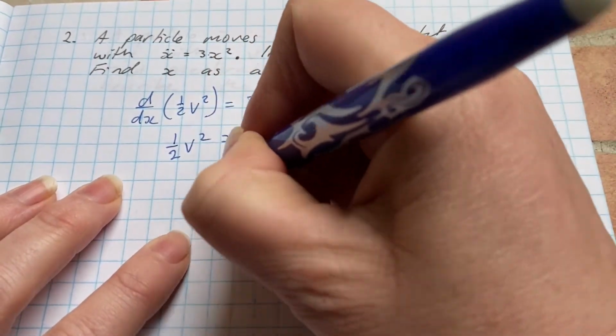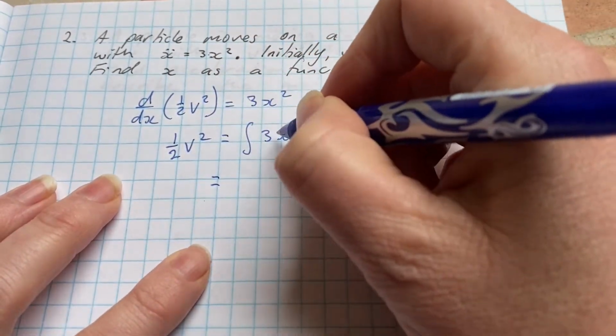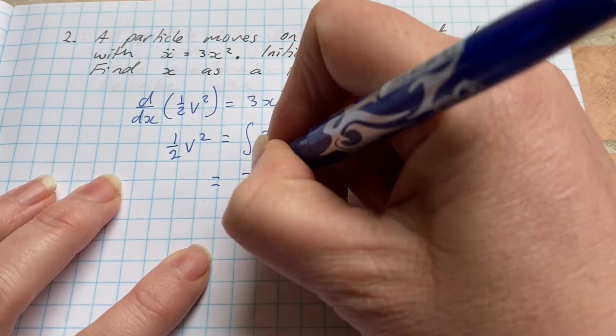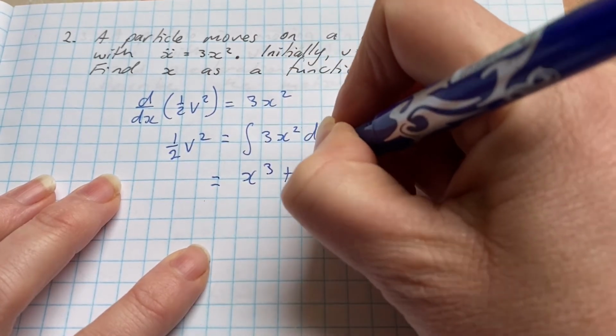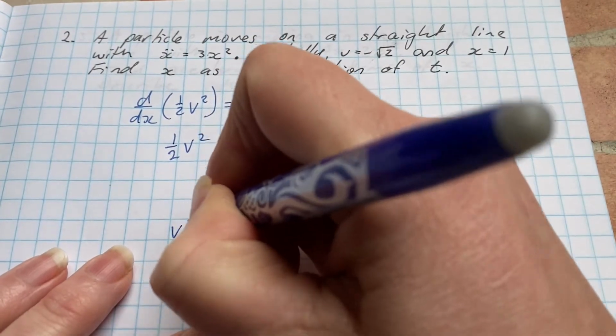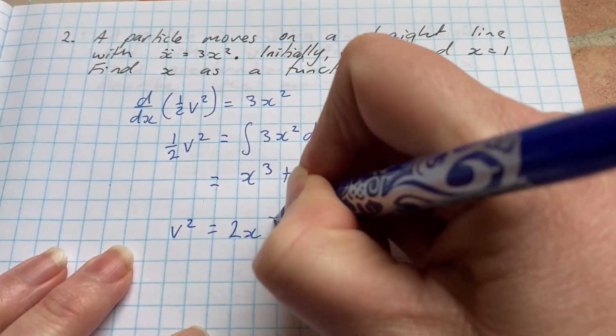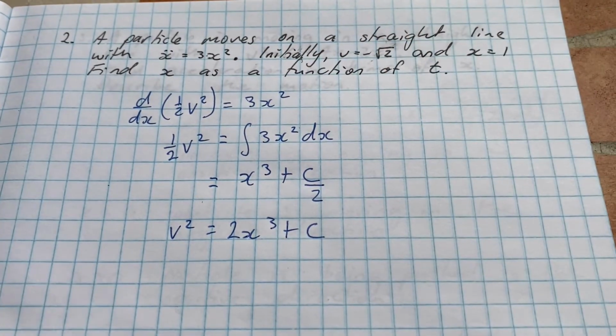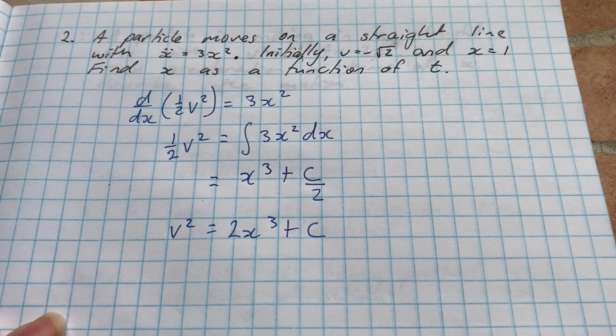So that equals x cubed, 3x cubed on 3, so just x cubed plus c again on 2. Let's double everything. So v squared equals 2x cubed plus c. And then we can plug in, of course, our initial conditions.